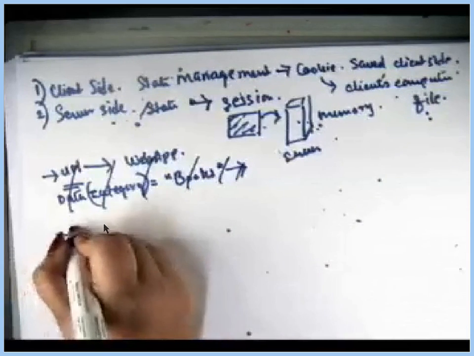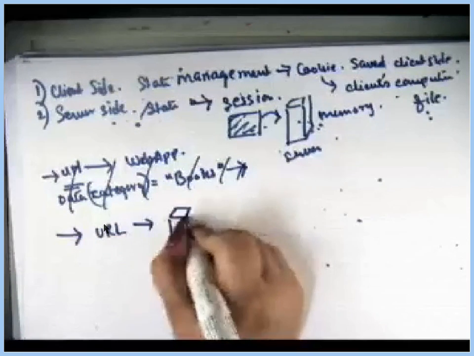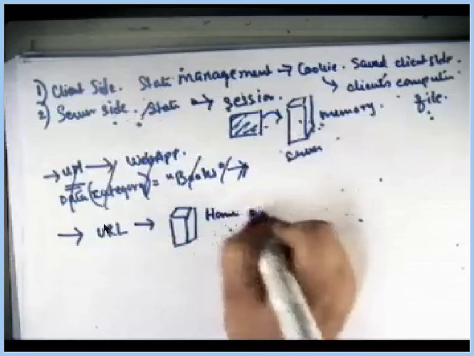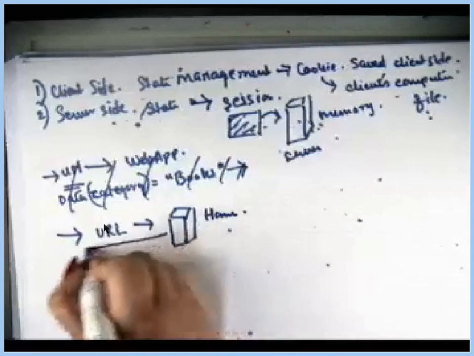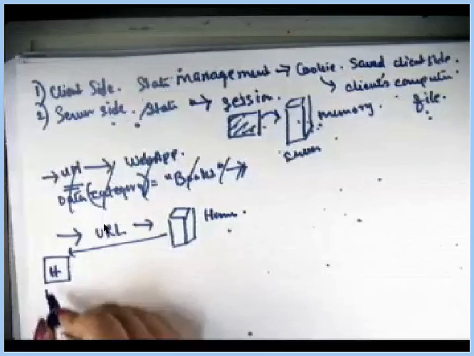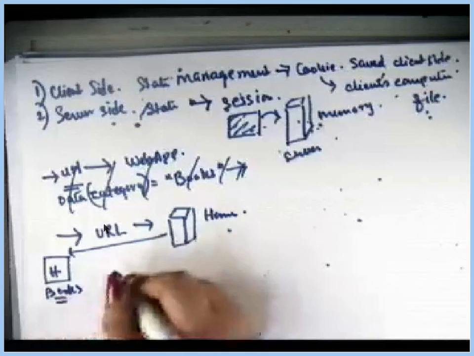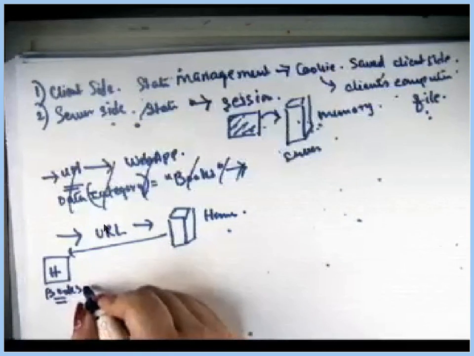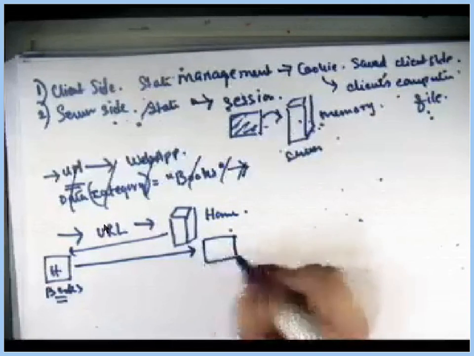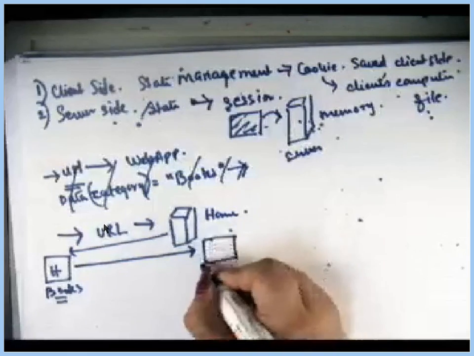Say the user first sends a URL like this to the server for accessing a page. Say the URL wants to access the first page called home. So the home page is rendered to the user. Now the user enters some data over here, let's say books. This is the choice which the user wants to see. Now by clicking the submit button, a next request will be sent to the server. This request will consist of the category books.